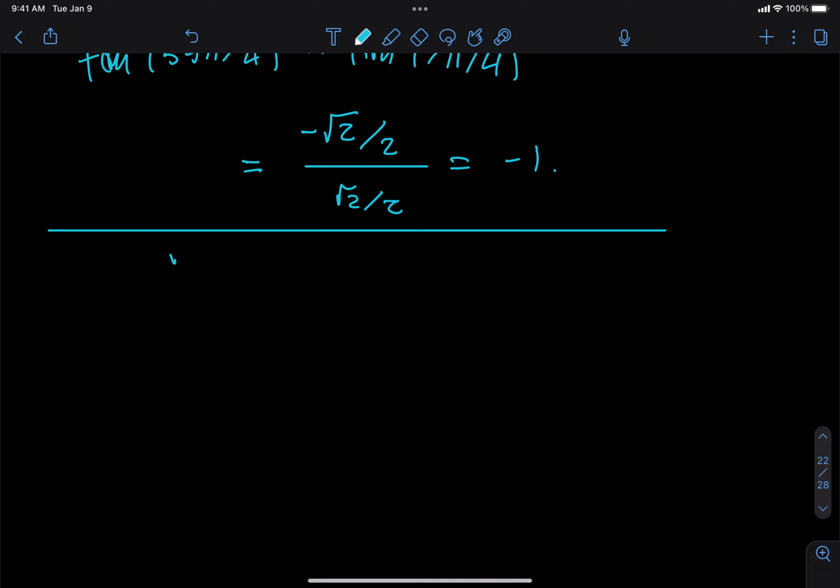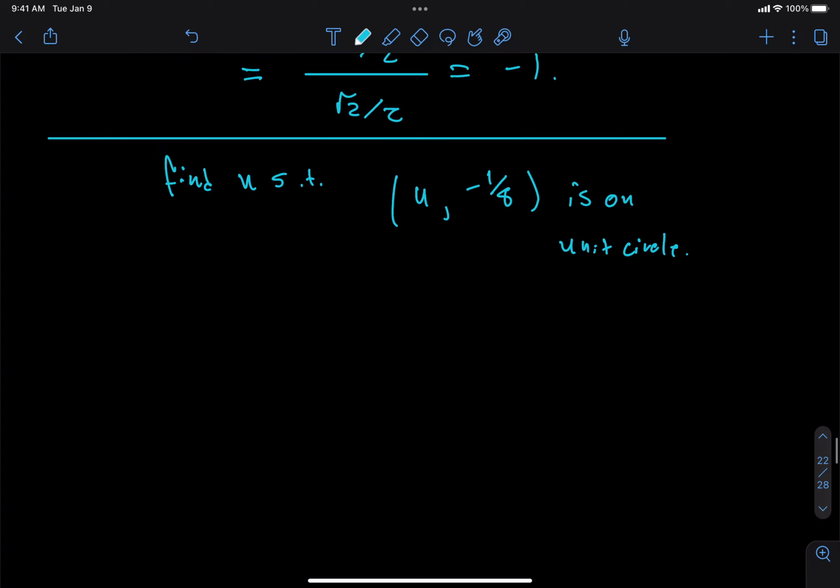Okay, so I want to find u so that u, negative 1/8 is on the unit circle. Okay, so let's get our QuickTime back. This is our goal. Find u. Find any numbers u such that the point whose x-coordinate is u and whose y-coordinate is negative 1/8 is on the unit circle.